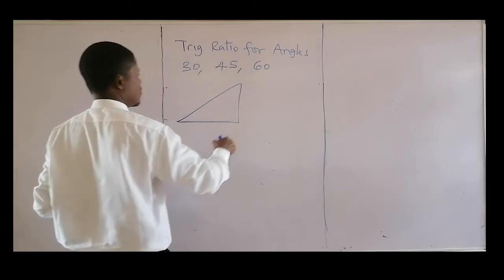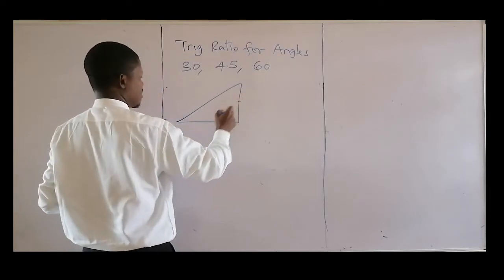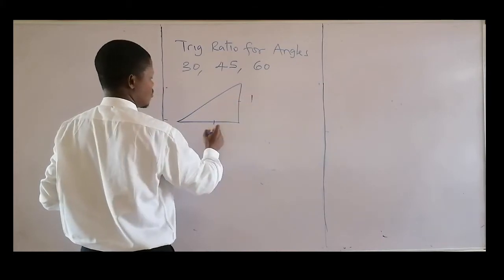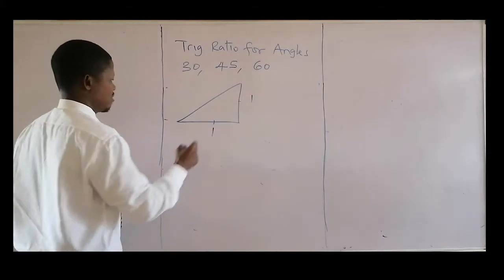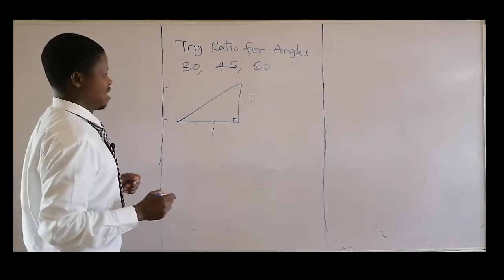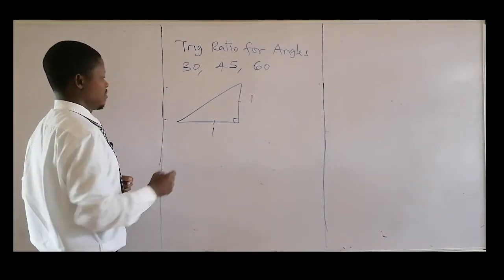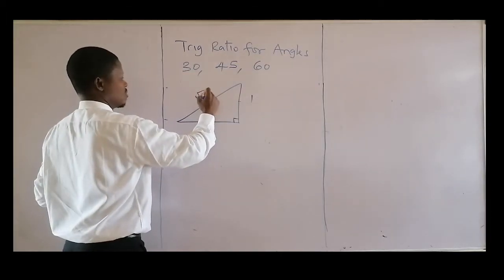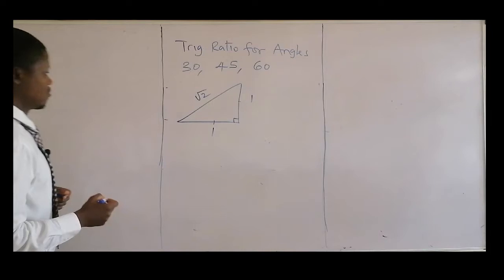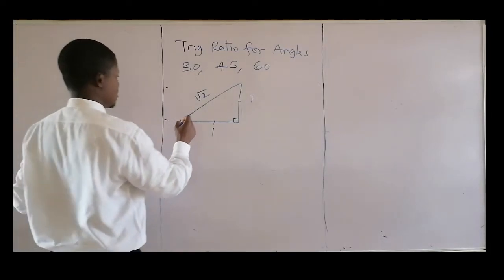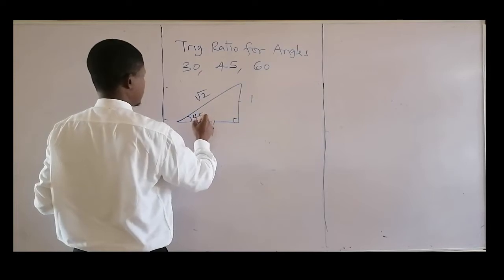For 45, we have an isosceles triangle whereby this side and this side are the same. So you can make it 1 unit. Okay, it's a right angle triangle. Then if you use Pythagorean theorem, then you have what? Root 2 here. So that's that. Then your angle 45 is there.